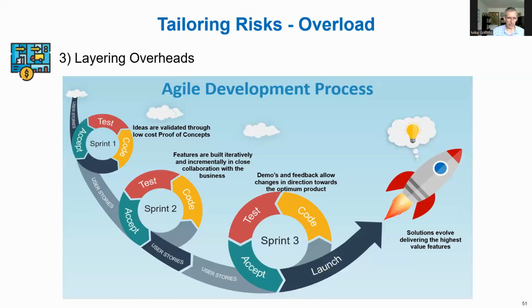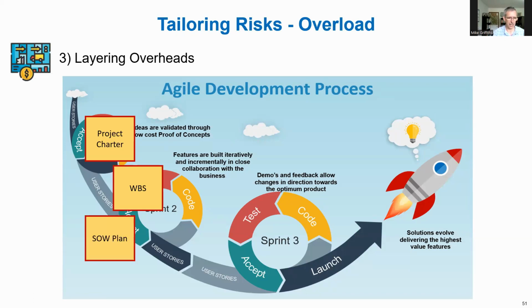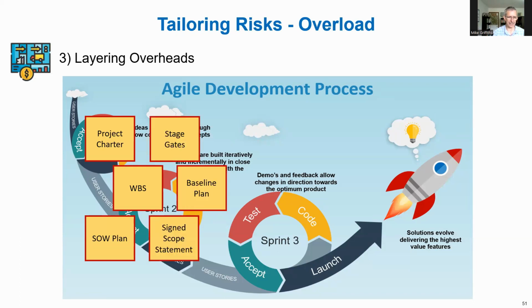And then we have the opposite as well, which is the overload concern. So let's say this is our nice Agile process that we've got. We're using sprints. We do coding, testing, and acceptance. We're using user stories, and then we're ready to launch, right? Nice and clean, Scrum inspired, working great for our small team. And then we get told, oh, but can we have a project charter? Okay, yeah, we can have that project charter for you. Oh, and a work breakdown structure, because we like to track things with a work breakdown structure. And a statement of work plan, and stage gates, and a baseline plan, and a signed scope statement.